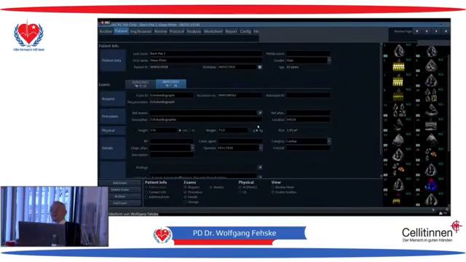So these are quantitative parameters. This is more a toy. This is just to play with, but it's just to show you how fast our work is and how fast we can really have data at our hands to follow up these patients.